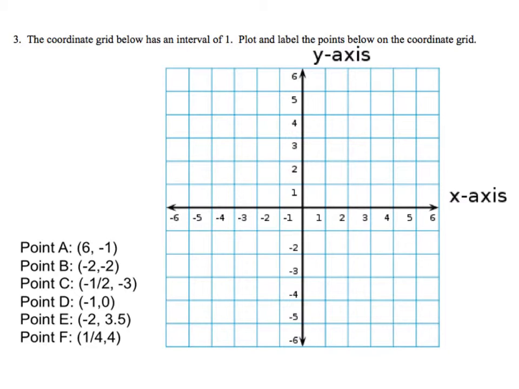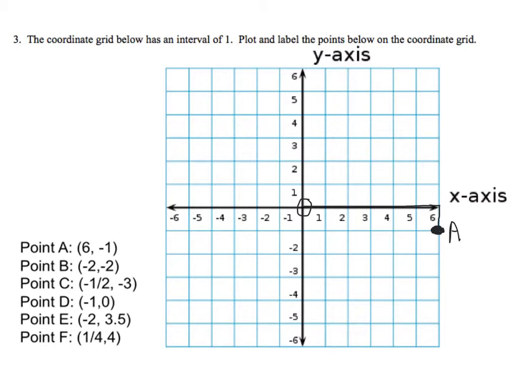So point A, we're going to start at the origin. We're going to travel along the x-axis to +6. So starting at the origin, again, right at the middle, right at the center, I'm going to travel 1, 2, 3, 4, 5, and 6 along the x-axis. Now the y-coordinate is a -1. That's going to bring me down, and I'm going to make a nice solid point right at 6, -1, and I'm going to label it with an A.